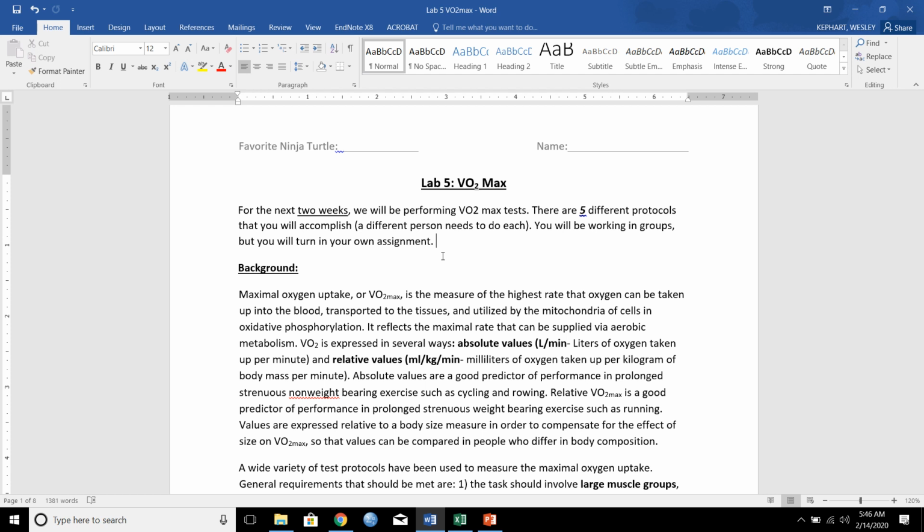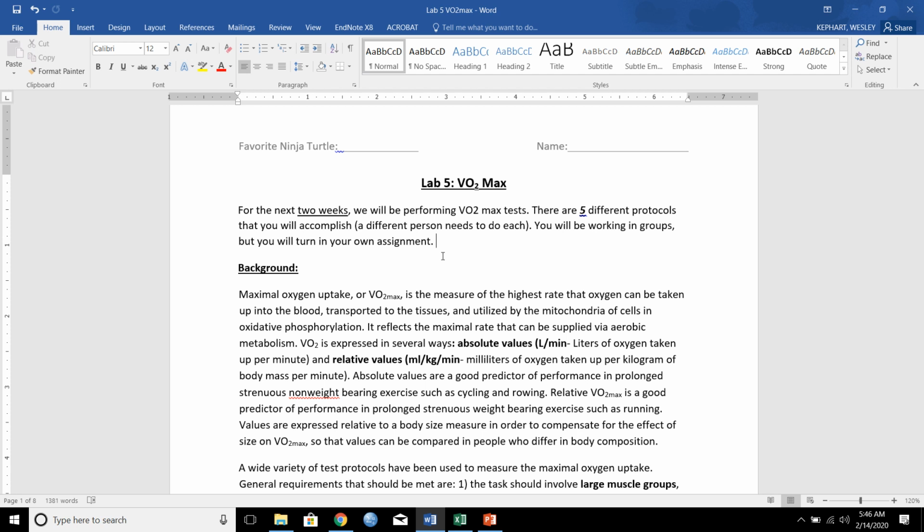That means that one person will be doing each protocol, and then there is one protocol that is going to be done twice, which is the Bruce protocol, probably the most famous protocol in the totality of stress tests and maximal graded exercise tests.